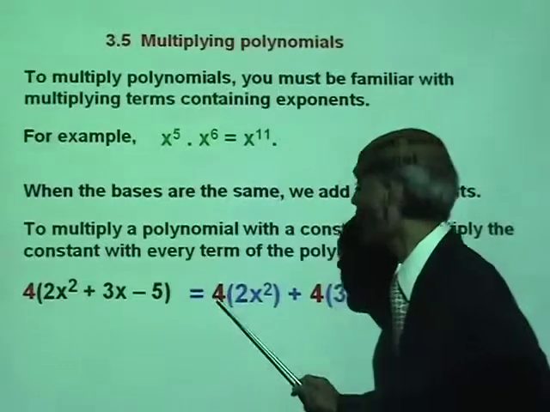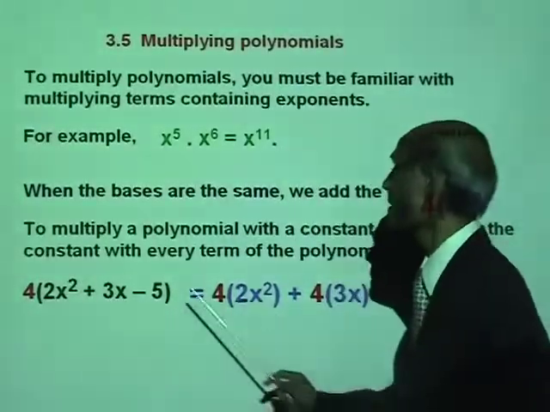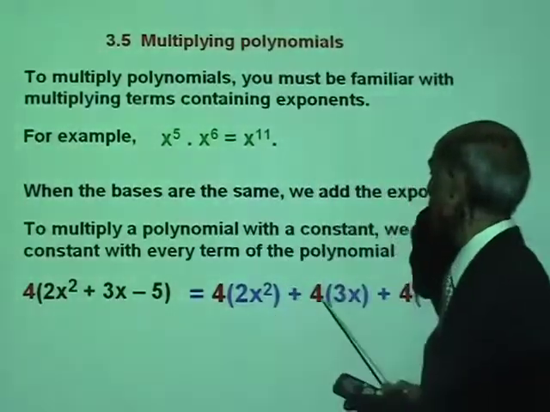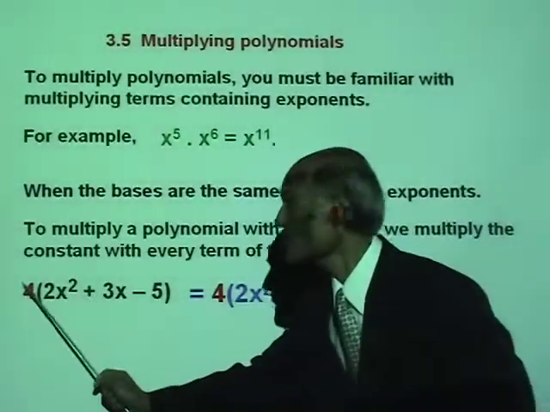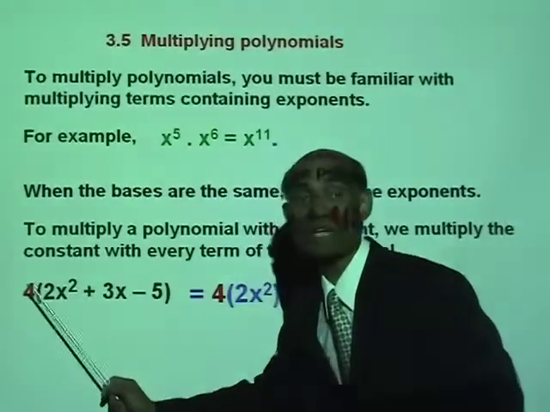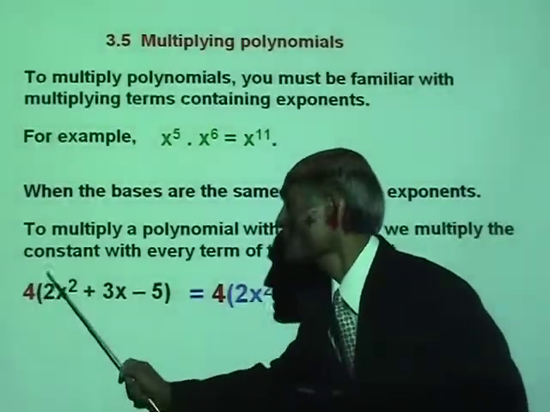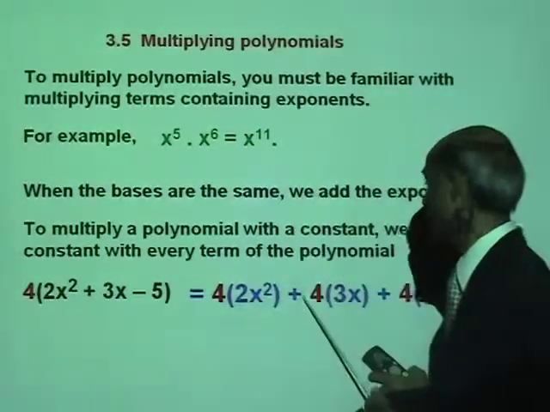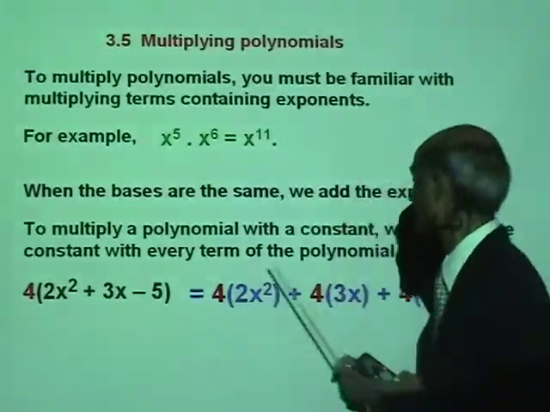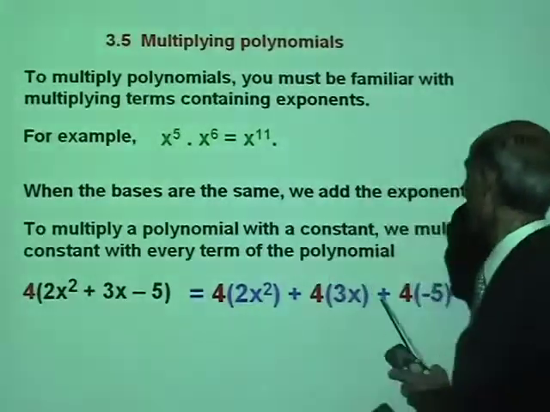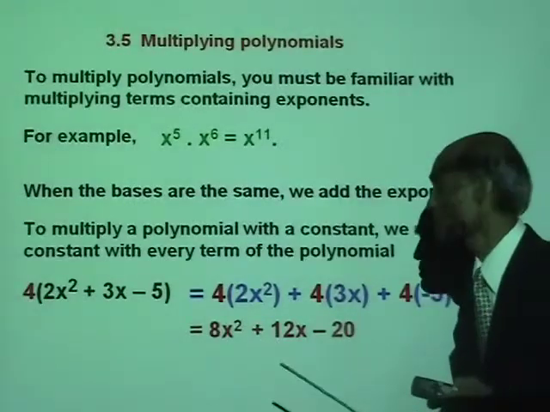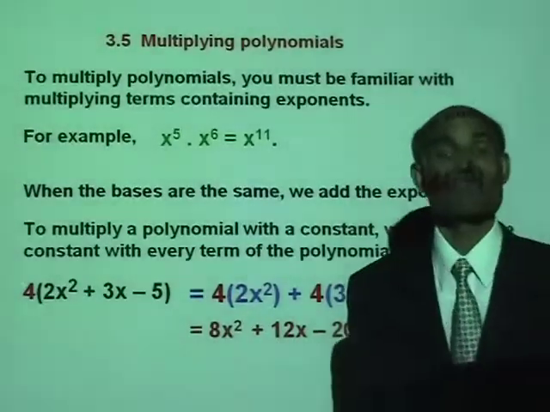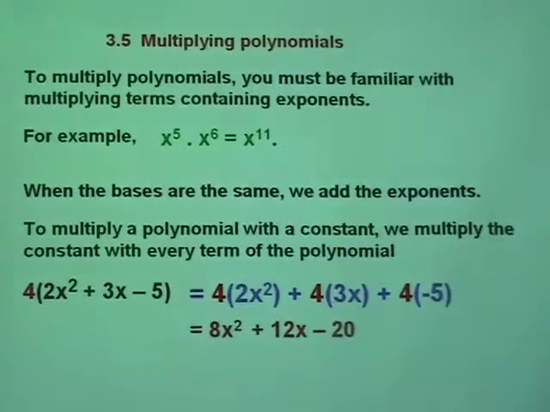So that will be 4 times 2x squared plus 4 times 3x plus 4 times negative 5. Note here that the sign of 4 is positive. So 4 times 2x squared plus 4 times 3x plus 4 times negative 5, and that is 8x squared plus 12x minus 20. You are familiar with this. I don't think that is a problem for you.